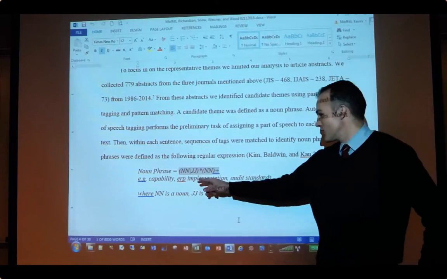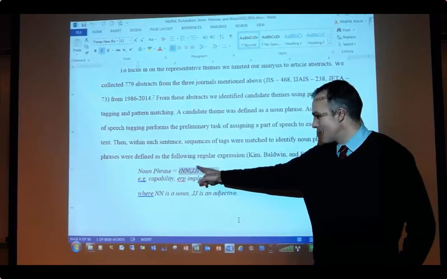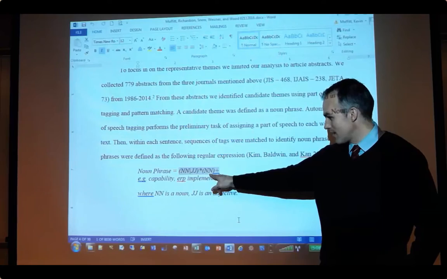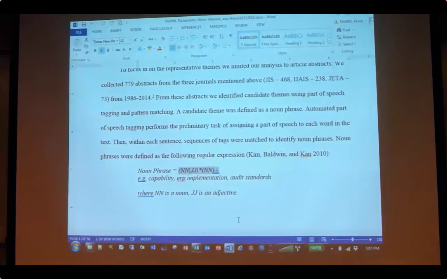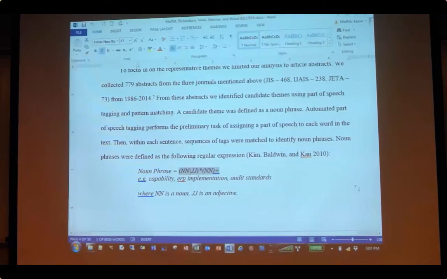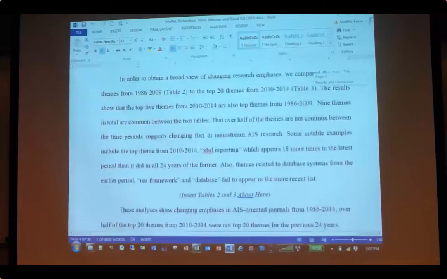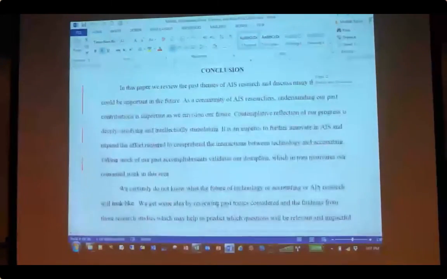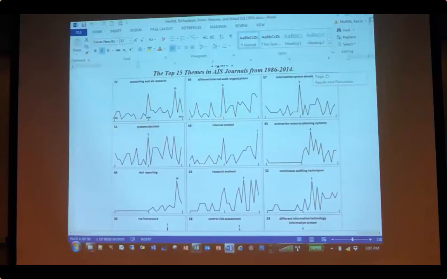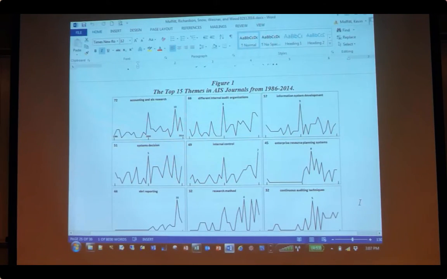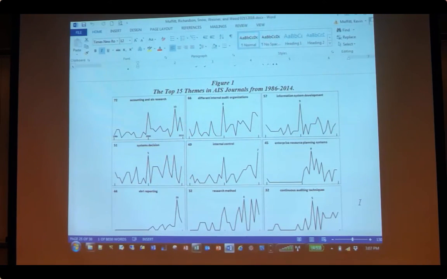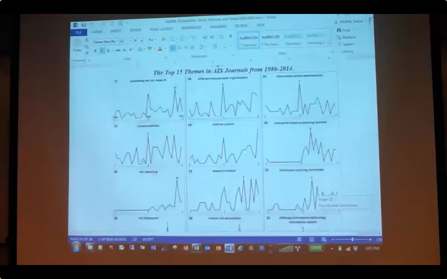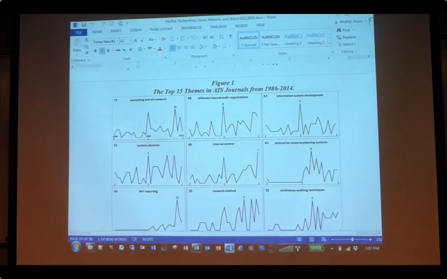So you take a noun or an adjective, 0 to many times, followed by a noun at least once. All my tables are at the end of the paper. Here I just took the top 15 themes. I think it's 20 now. I need to fix it. Yeah, it's 20. It used to only be 15. I just track them over time.